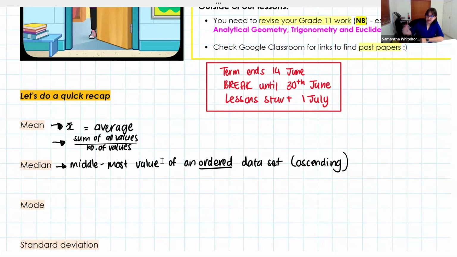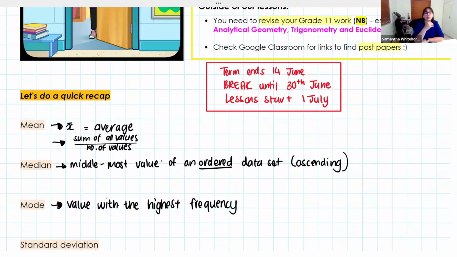Right, what's the mode? The number that appears the most times, the number that repeats the most times, awesome. The one that's most common, great. So I'm going to say the value with the highest frequency. And basically it means everything that you've said. I'm just choosing to say highest frequency because sometimes we give you frequency or tally tables, stuff like that. And so if you can see that it's got the highest frequency, it means it's repeated most often.